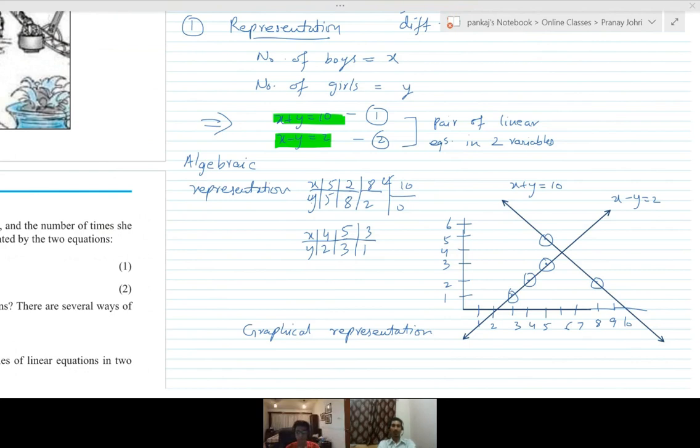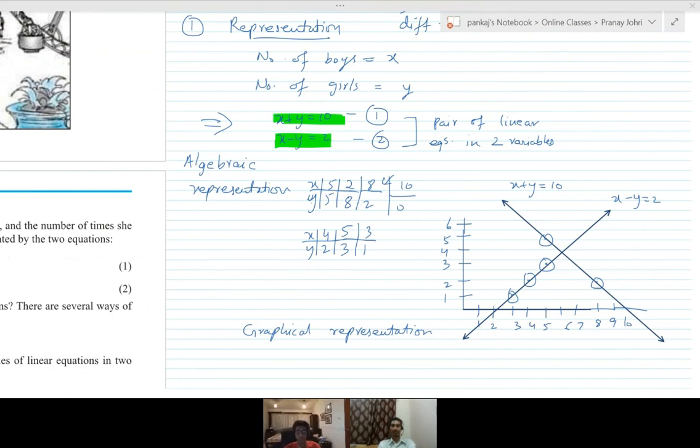So what did we study till now? Just quickly, the graphical representation, starting from algebraic. There are two types of representation.